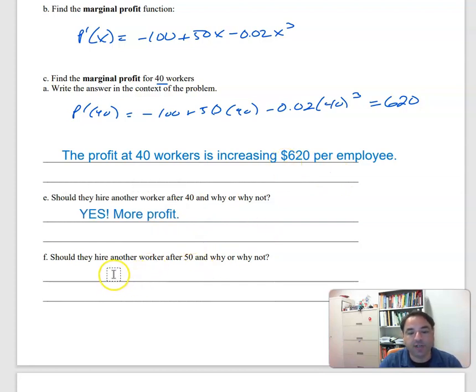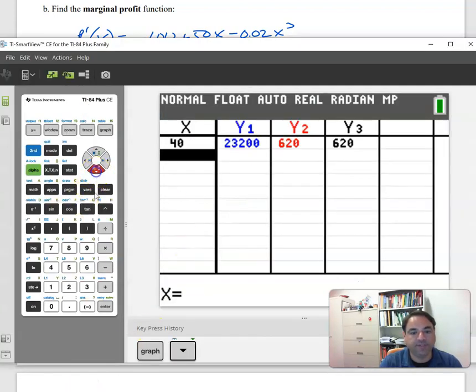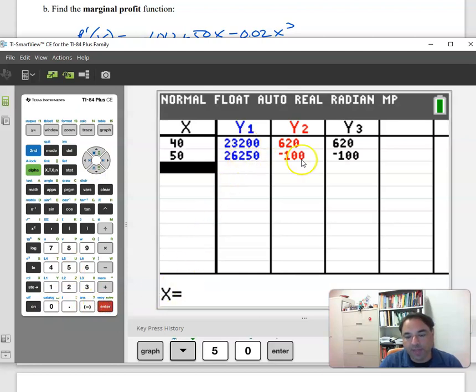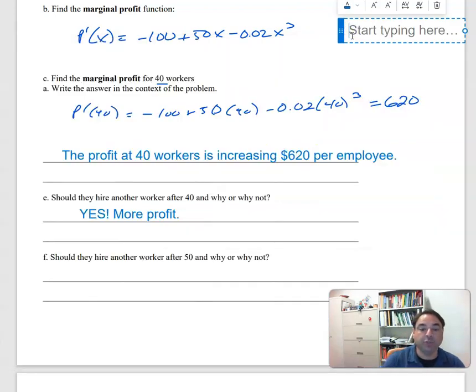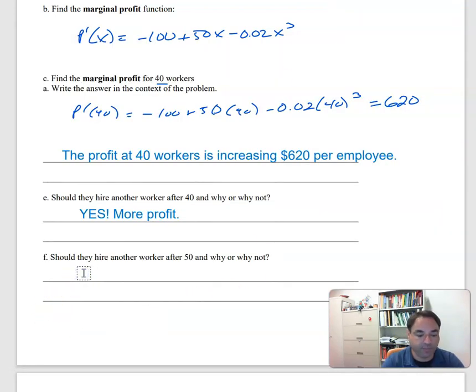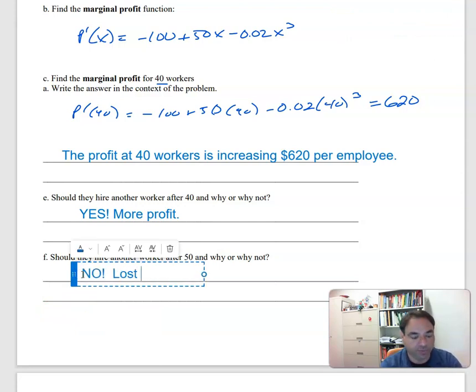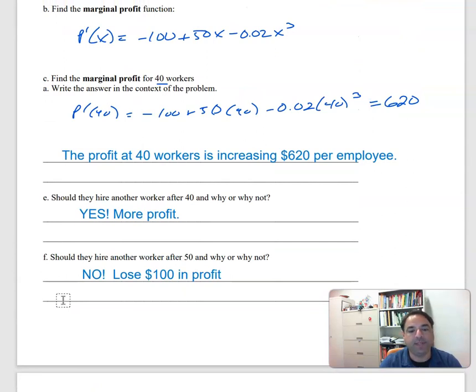Then it says, should they hire another worker after 50? Okay, well, let's type in 50. If we plug in 50, notice your profit did go up, but now your marginal profit is negative 100. That means the next employee would lose $100. So should you hire after 50? No, you would lose $100 in profit.